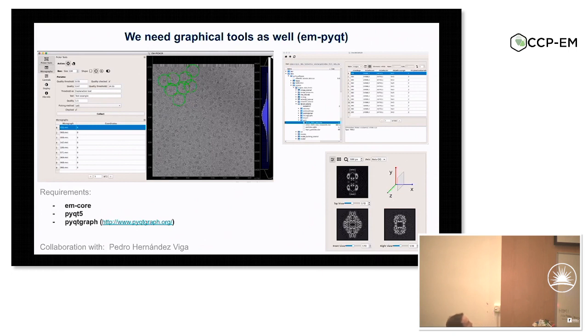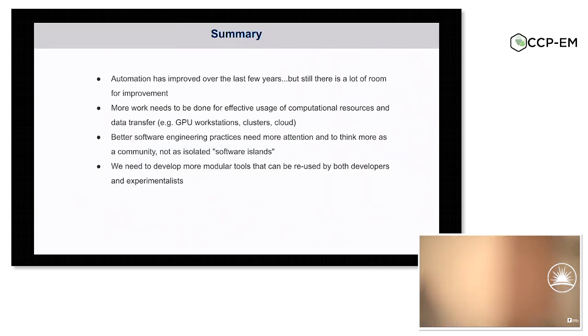So you can see volume slice. Here is a browser, and you clearly see here a metadata star file, or just picking particles. And we are not doing this from scratch either. We are reusing pyqtgraph, which is a library for neuroscience images, and em-pyqt and em core.